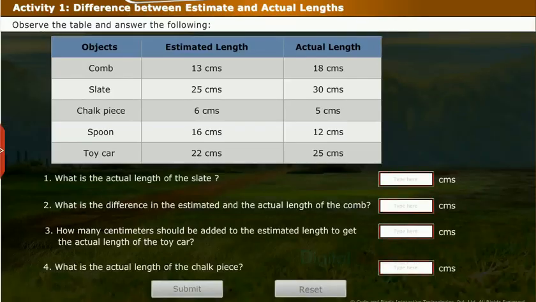Now, let us perform an activity on the difference between estimates and actual lengths. Observe the table and answer the following.